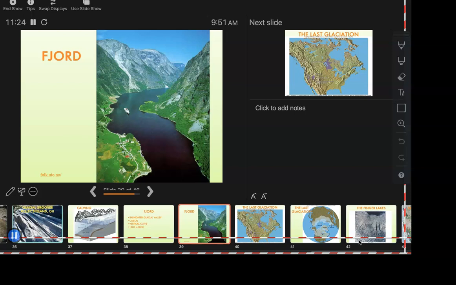sea level comes back up. Got a nice little village down there. But, and like I said, if nothing else, very fun to say the word fjord.